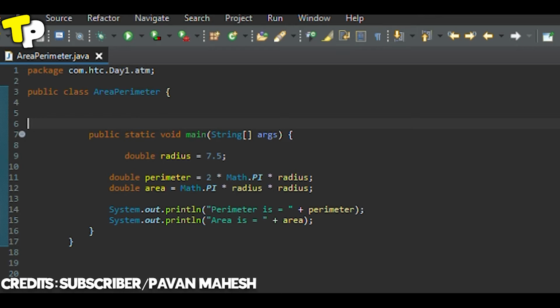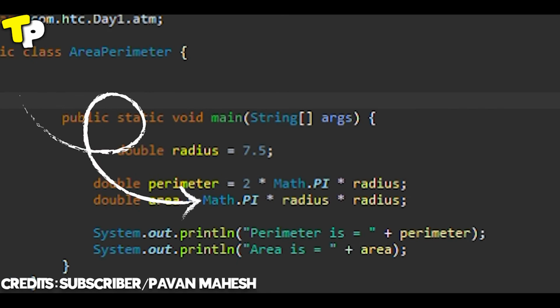So, Java has a built-in constant called Math.PI which is assigned the same value, 3.14, by default. By using this feature, I have written the program on the screen. Here we go. I will explain it line by line.